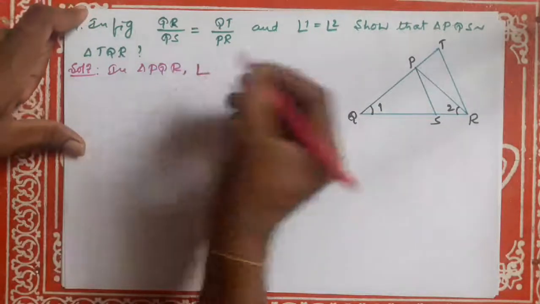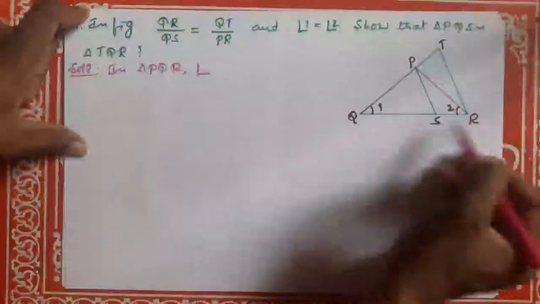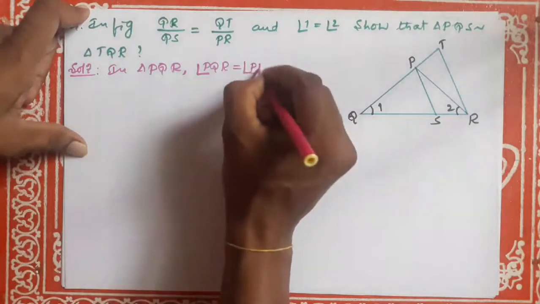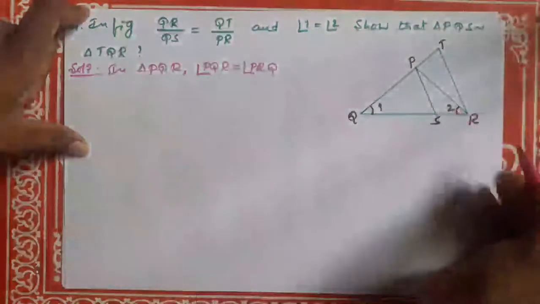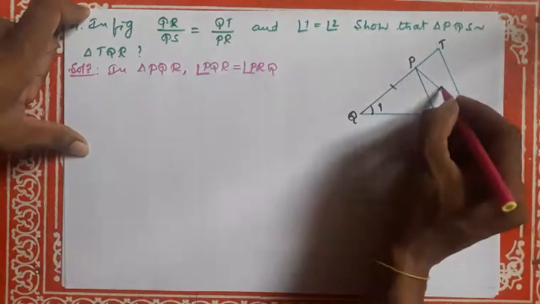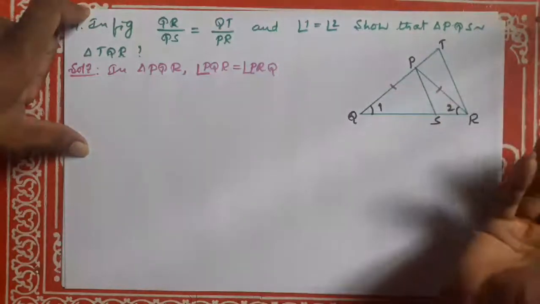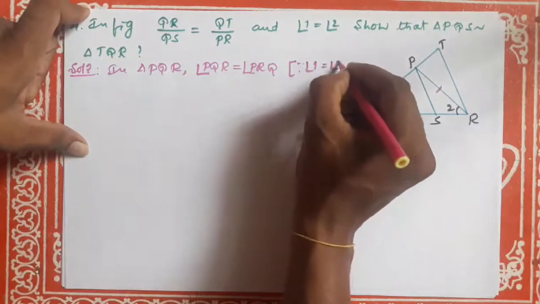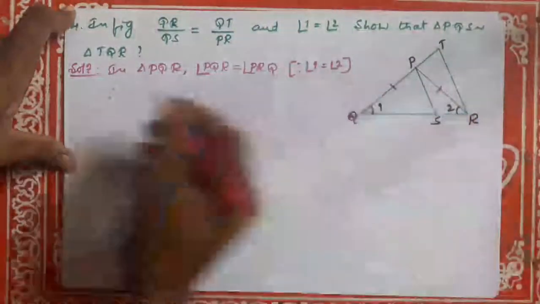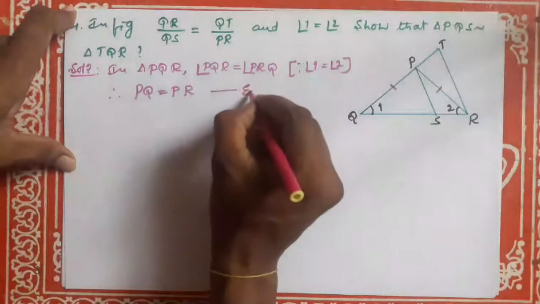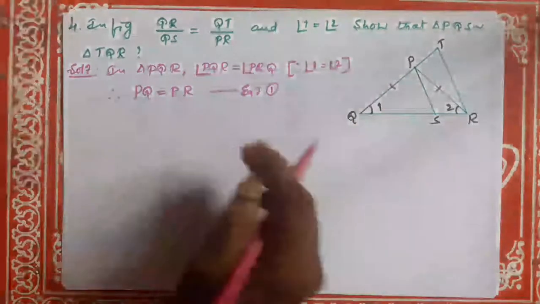in triangle PQR, angle PQR is equal to angle PRQ because angle 1 is equal to angle 2. If angle 1 is equal to angle 2, these two sides must be equal, and it becomes an isosceles triangle. Therefore, PQ is equal to PR. Take it as equation 1.